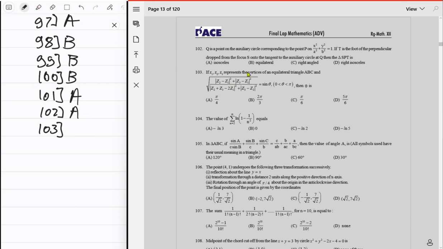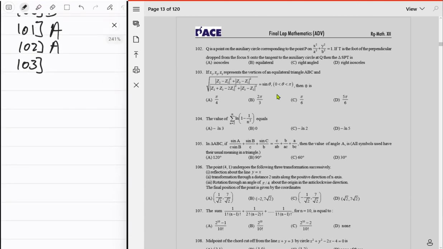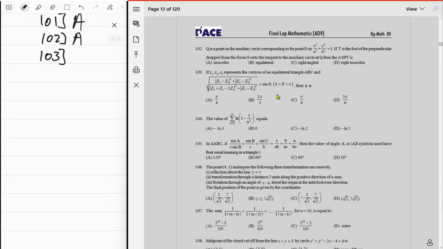If z1, z2, z3 represent the vertices of an equilateral triangle ABC and this thing is equal to sin theta, then theta is? Okay, so what is this z2 minus z3? z1 is everywhere, I can see that. So assume z1 as 0, because it doesn't actually matter in the end. Right, so z1 is A. This thing is which points? B and C, right? So we'll just say that A to B is a B vector and this thing is C vector, right? Okay, cool.